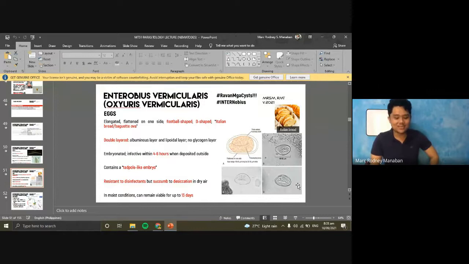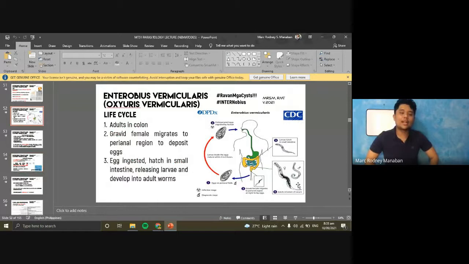Thank you. All right. Now, we go to the life cycle. So, the life cycle, as you can see, is very straightforward. Again, the most common mode is ingestion. But aside from that, you can inhale the eggs. It can also be auto-infection. All right? As you can see, that's a direct life cycle. When you say direct life cycle, it does not migrate to other tissues. So it matures in the intestine, produces eggs, and then deposits them in the environment. And then the life cycle goes on, all right? So that's the life cycle of Enterobius vermicularis. Very, very straightforward. Most common mode is still ingestion.